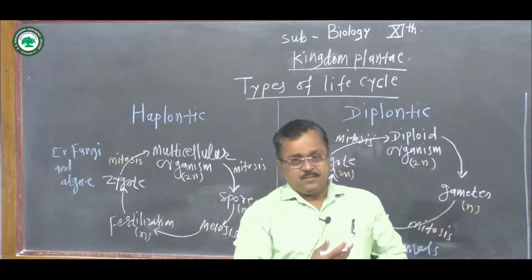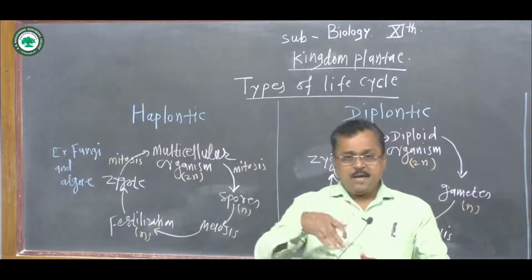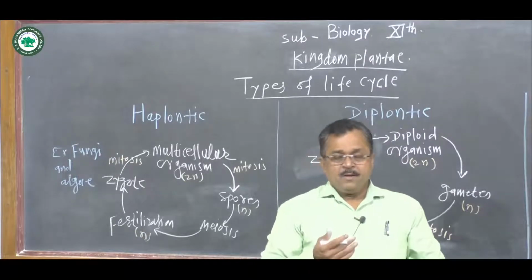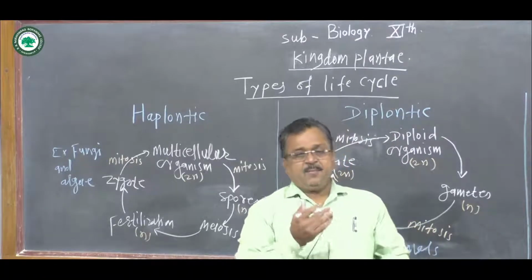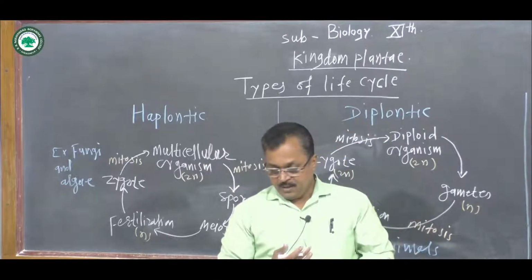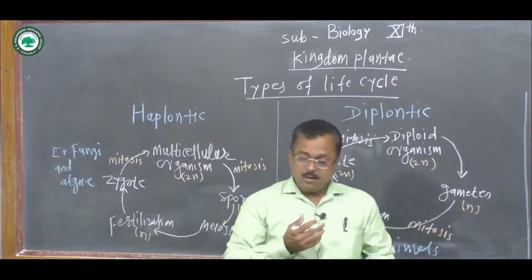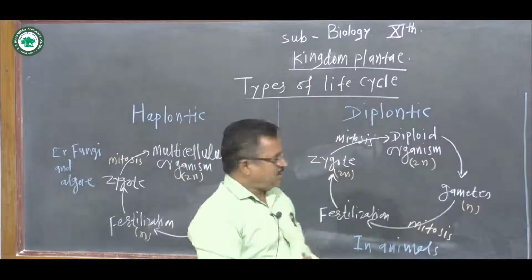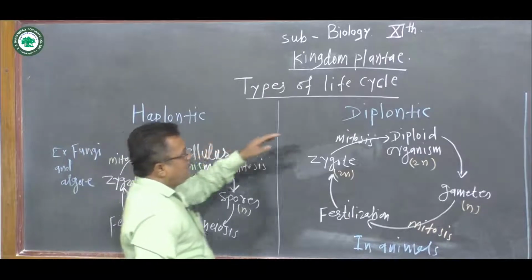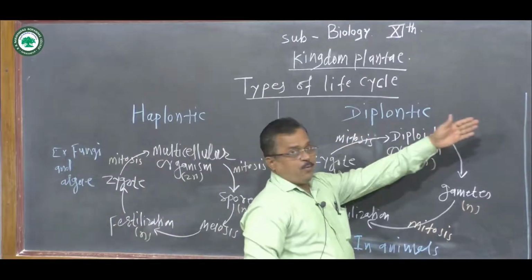sporophytic generation, then gametophytic generation regularly come in the life cycle. That type of life cycle is called alternation of generations. Then some other types of life cycles, that is haplontic, diplontic and haplodiplontic.